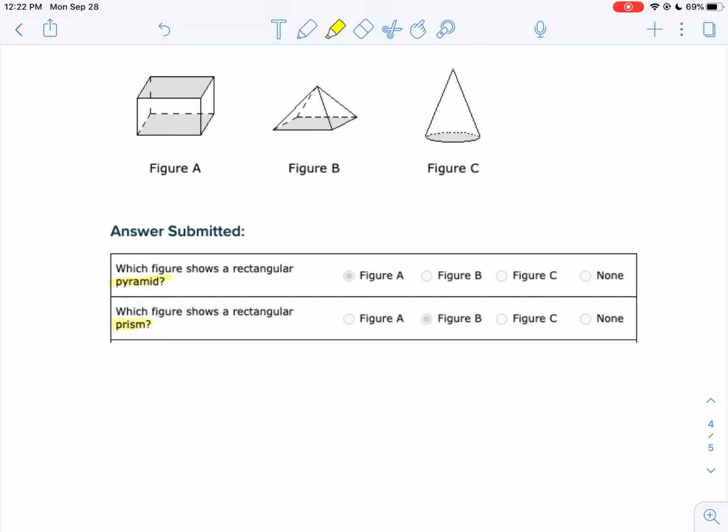Pyramid goes to a point. So which one shows a rectangular pyramid? Well, that would be figure B. Which figure shows a rectangular prism? That's going to have the same shape on the bottom as the top. That'll be figure A. You just got those two flipped around, I think.